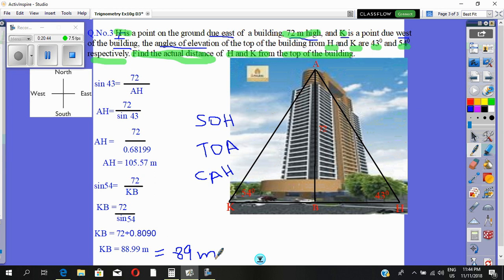This is the distance from A to K, which is 89, and the distance from A to H, which we found, is 105.